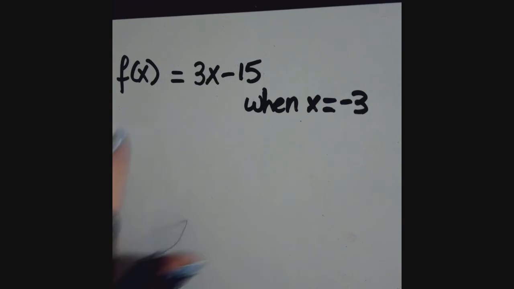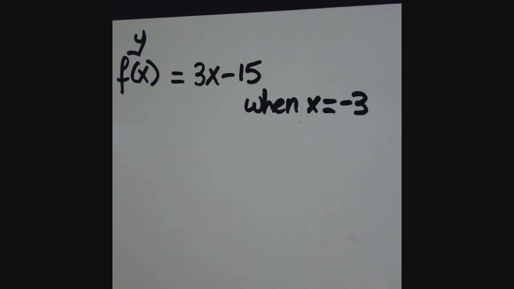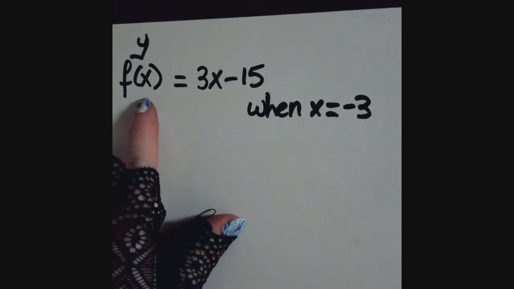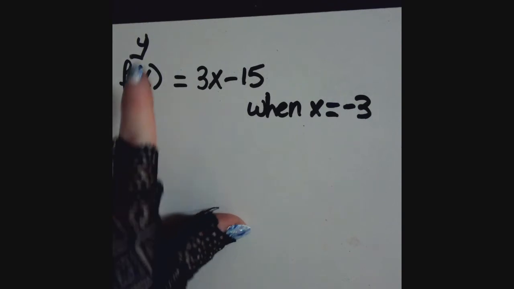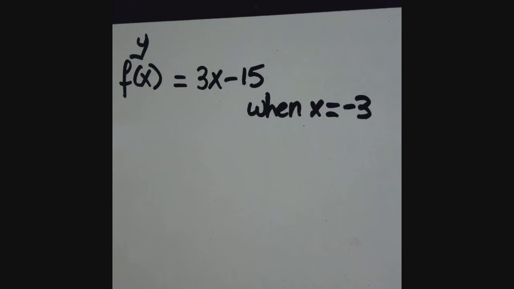Okay, so remember, f of x is the same as saying y. All right, they're just two different forms of the same thing. This is referred to as functional notation, or if you see it as y, you could interchange y with f of x. They mean the same thing, so you have to understand that. So they're just saying find y, or f of x, when you plug in an x of negative 3. So what is the value?